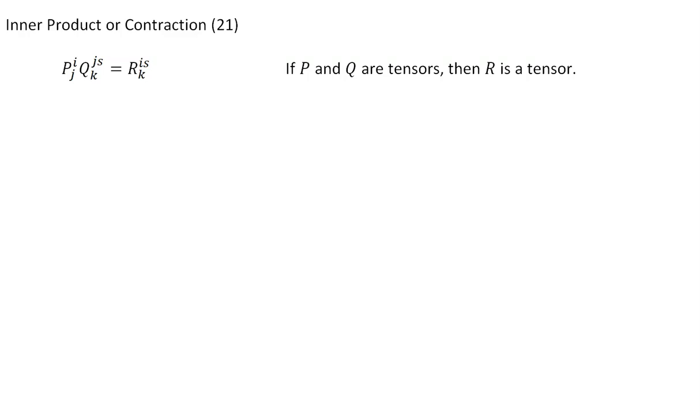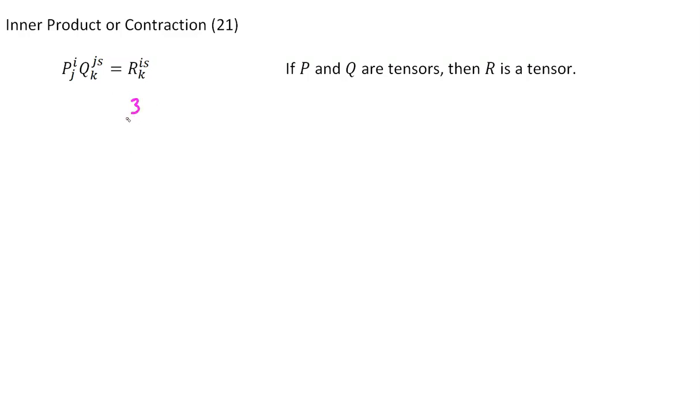What we did in this video was to introduce the concept of an inner product or a contraction. An inner product is very much like an outer product, except it has one or more dummy indexes. Now in either case, we're going to multiply two tensors together to get a tensor. If P is a tensor and Q is a tensor, then R is going to be a tensor as well. The difference is that with an outer product, we would have produced a tensor of rank 5, while here we're producing a tensor of rank 3.